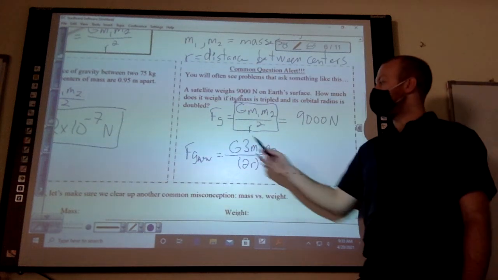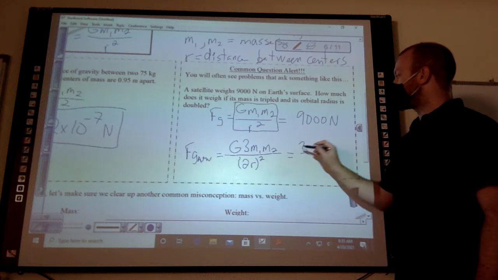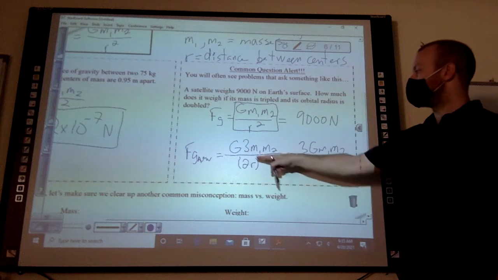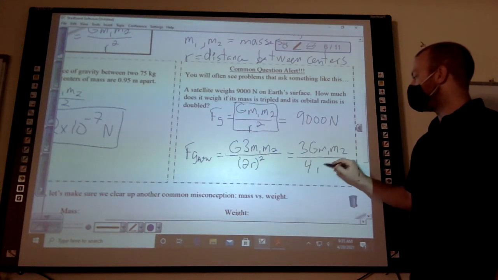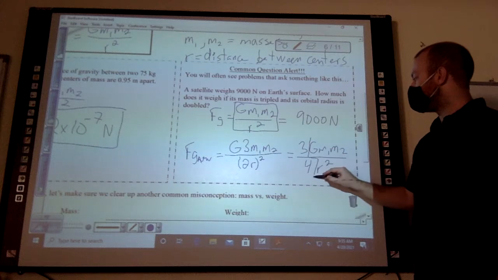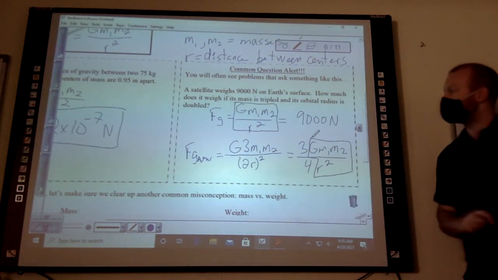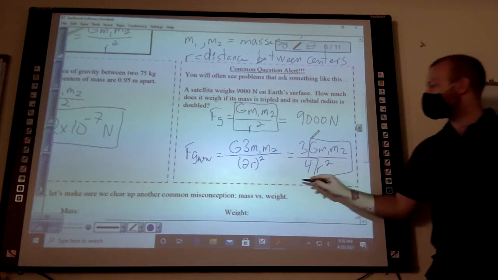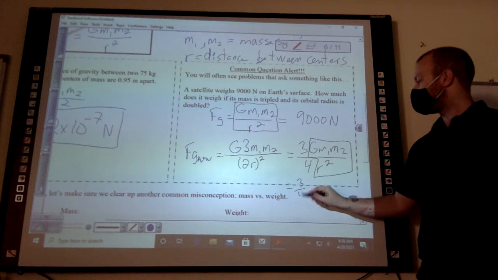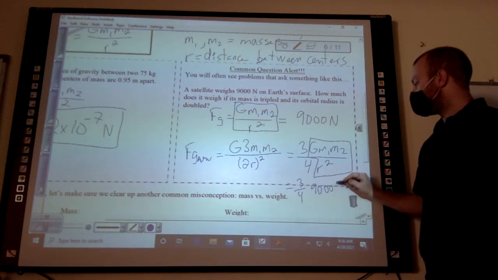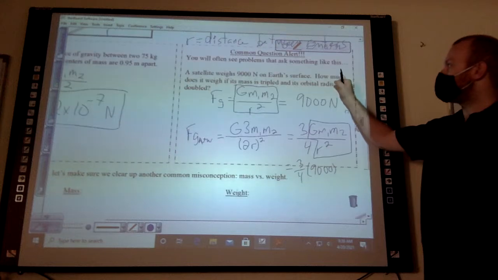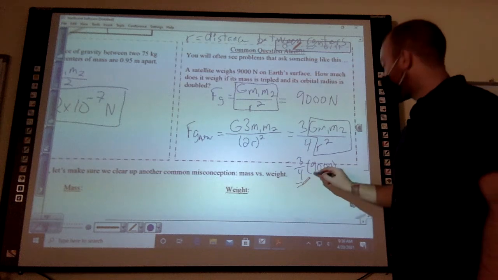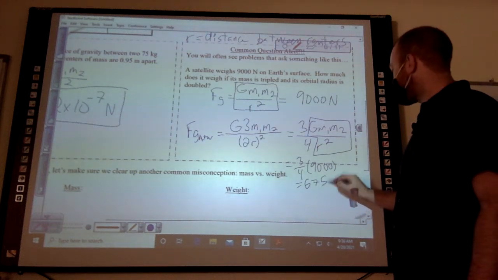So I'm just going to separate all the numbers to the front here. So I'll have this 3 G M1 M2 over, expand out the squared, I'll have 4 R squared. So here, in this box, that equals 9,000. So I'm just going 3 over 4 times 9,000. This should seem familiar from last year. I can't do that in my head right now. 6,750.